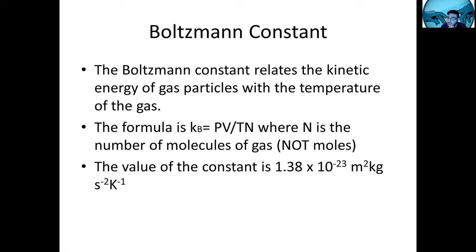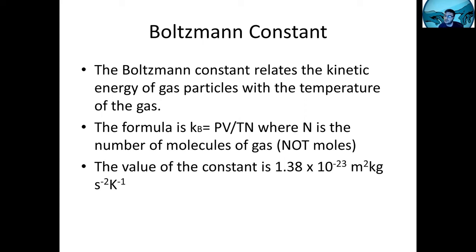Next up is Boltzmann's constant. The Boltzmann constant relates the kinetic energy of gas particles with the temperature of the gas. So, for example, the formula of Boltzmann constant equals PV over Tn, where N is the number of molecules of gas, not moles. Remember, molecules is moles also taking into account Avogadro's number, multiplying by that. So the formula for Boltzmann constant is with molecules of gas, not moles of gas.